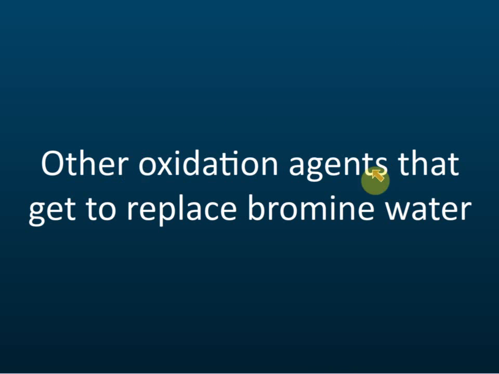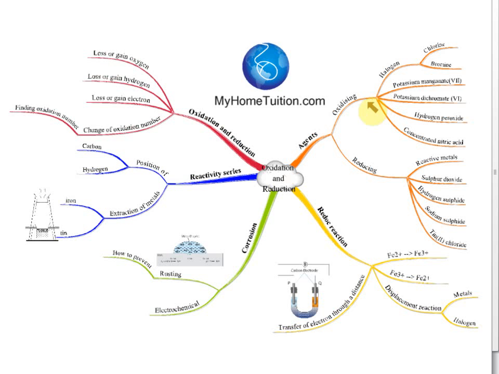Now let's see other oxidizing agents that can replace bromine water. So other than bromine water, you can use other oxidizing agents. Just now, we have learned that among oxidizing agents, we have bromine. Other than bromine, we have chlorine. Other than chlorine, we have potassium permanganate, potassium dichromate, hydrogen peroxide, or concentrated nitric acid. All these can be used as oxidizing agents to oxidize iron 2 to iron 3.